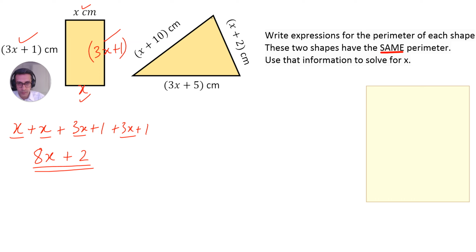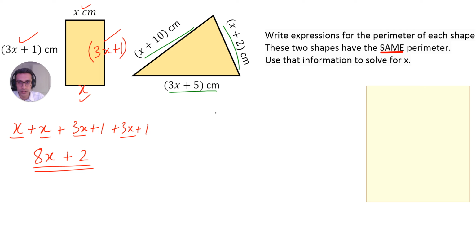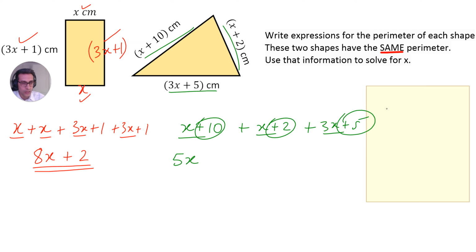And now for the triangle, we use a different color. We're going to add these lengths up. So this is going to be x plus 10 plus x plus 2 plus 3x plus 5. We're going to add the x's up. So that's 3, 4, 5. So it's 5x. And we'll add the numbers up. Positive 10, positive 2, that's 12, plus 5. So it's going to be 17.